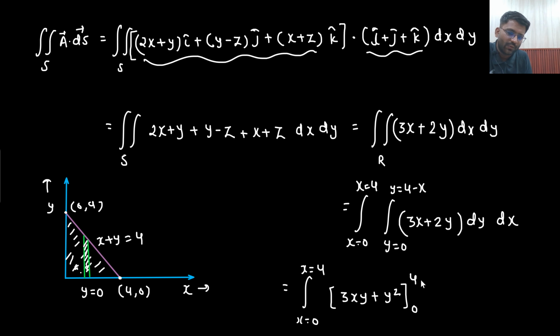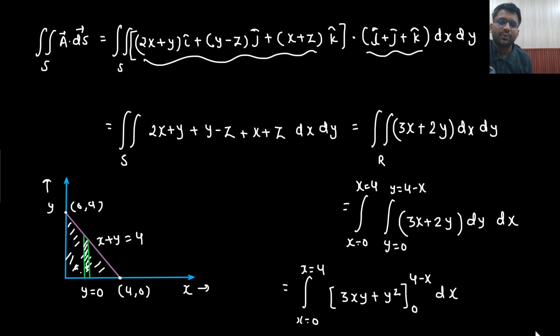Y going from 0 to 4 minus x dx. Now you calculate this integral, put the limit and get the answer. Simple, just putting the limit and getting the answer, nothing else. I will take a break and then I will come back.